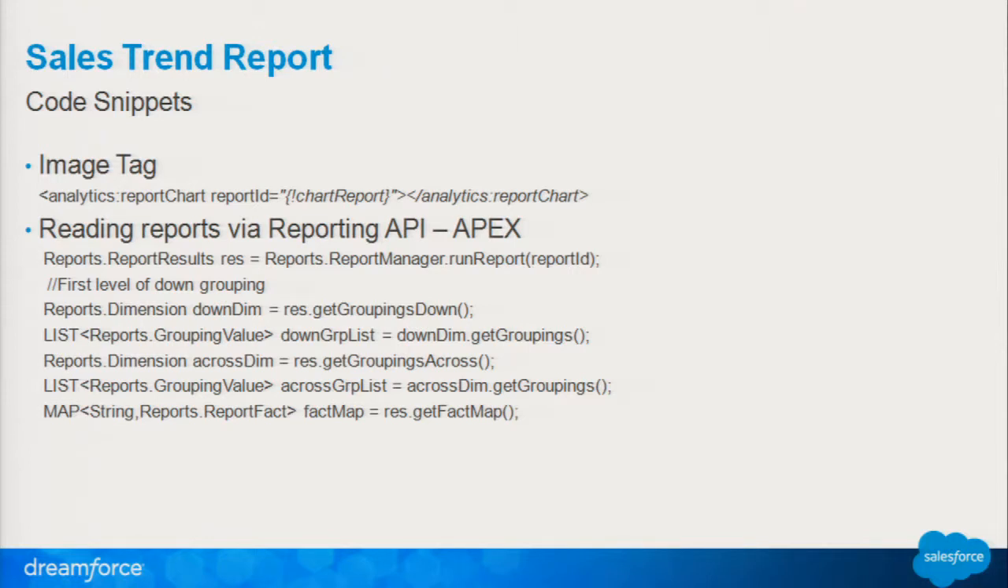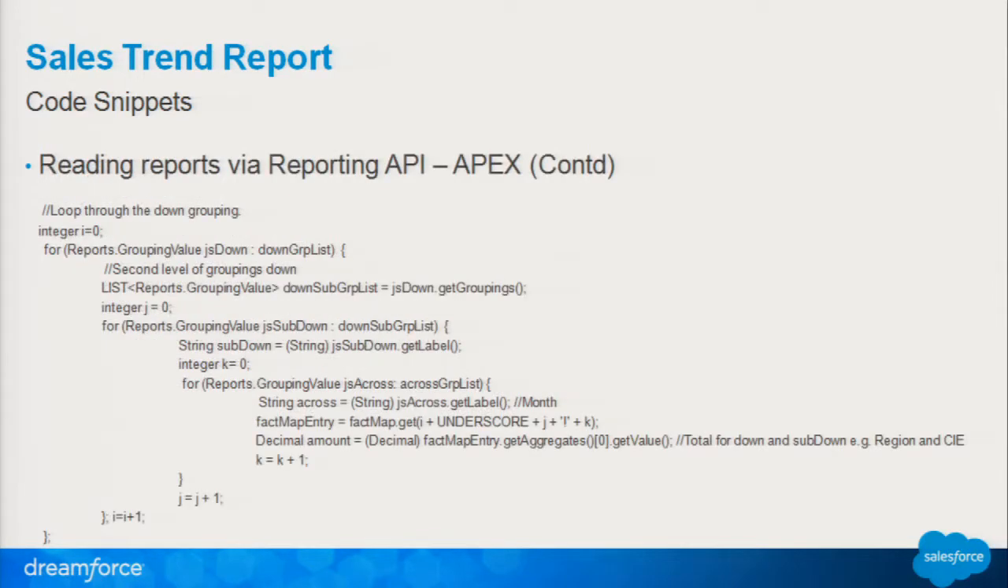So you'd use the reports namespace, use the report manager, run the report passing in the report ID, get down groupings, get across groupings, and get the fact map. So it's so much easier than the REST API. You can see it's just methods that we're reading. And here's that map that I was talking to you about, the three maps. So you can see how we're actually populating these maps.